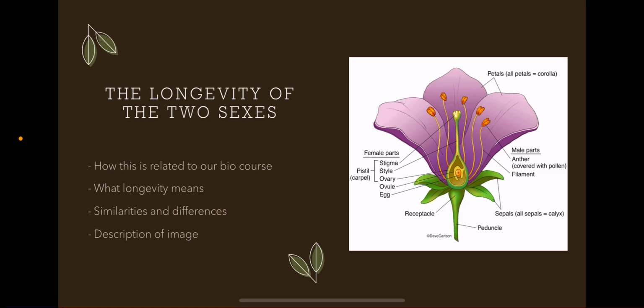Adding on to what I just stated, some homomorphic sex chromosomes have been found very similar to the divergent systems in animals. The longevity of the two sexes has been talked about multiple times during this course when covering how life on Earth evolved, the types of bacteria, and even the different organisms. The term longevity simply means that the male and female sex display very different sex gaps and different time gaps. Now, you see the picture on my slide, that shows the differences of the male parts and the female parts.